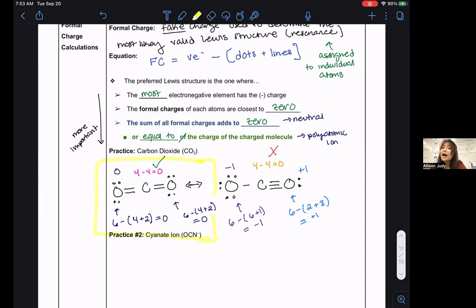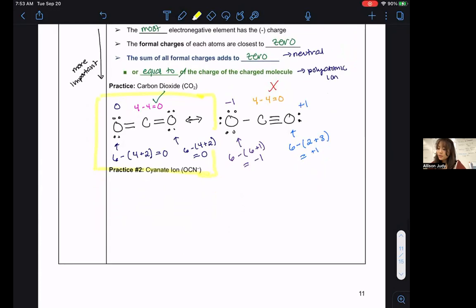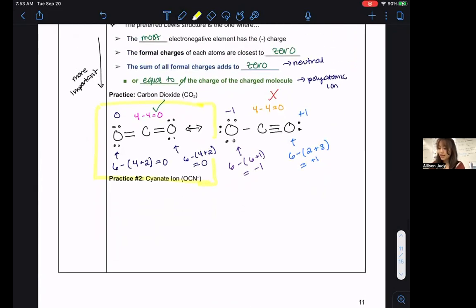So this is how we use formal charge to determine which resonance structures are the most dominant or the most likely for a specific molecule. Okay, so here's another practice question, cyanate ion. I want you to try this one on your own. Hint, there's definitely a double or multiple bond of some sort. Notice that you do have an overall -1 charge.